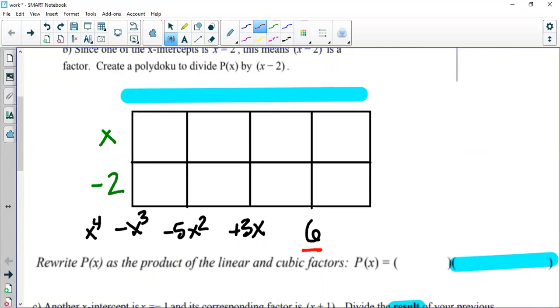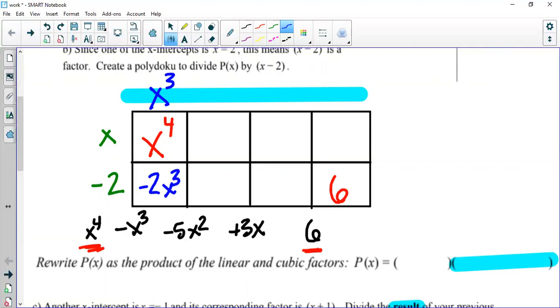So I always start with my first and my last because those guys have no other like terms. So I know my constant, my last term, is going to go in my last box here, and my x to the 4th is going to go in my first box here. Let's make that actually look like a 4. And now we're going to fill out this top here. So x times what gets me x to the 4th? That would be x cubed. -2 times x cubed is a -2x cubed.